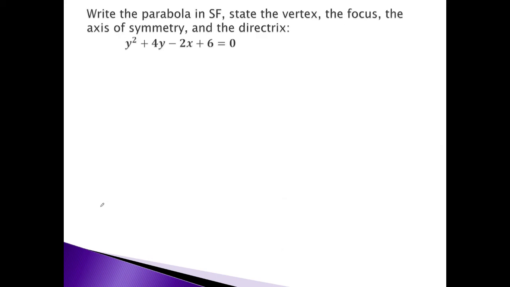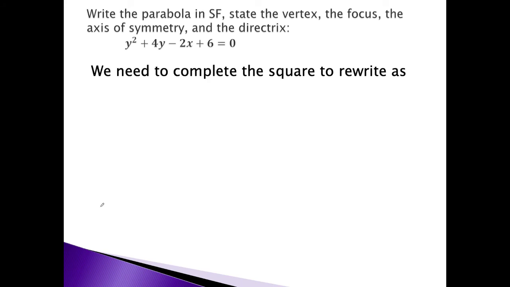Write the parabola in standard form. State the vertex or the center, the focus, the axis of symmetry, and the directrix. Y squared plus 4y minus 2x plus 6 equals 0. We need to complete the square to write as y minus k squared equals 4c parentheses x minus h. That means we need to move the x term and the 6 to the other side of the equation.